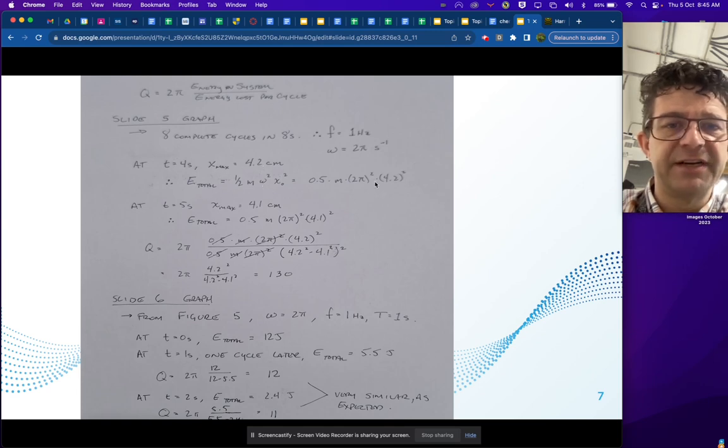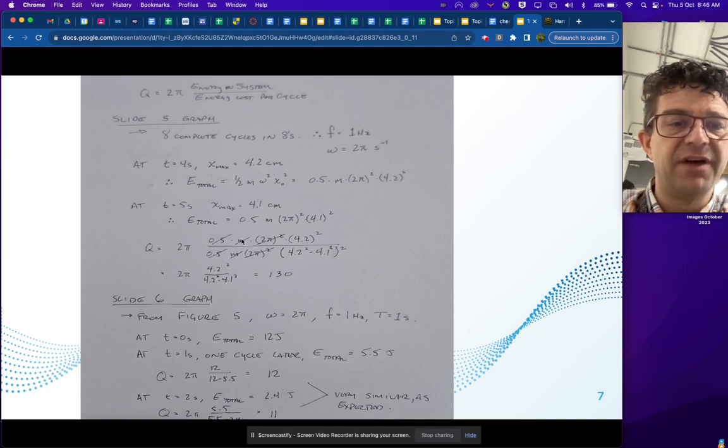So we get a total energy here. Notice I'm not using standard units because I'm plugging in 4.2 centimeters, so this isn't going to give us joules properly. But it doesn't matter because this is a ratio. Notice the fact that we don't know the mass here also isn't going to be a problem, because when we do the total energy at 5 seconds, with the slightly smaller maximum position, we also don't know the mass, but when we find the ratio that we need for Q, most of those terms cancel out.